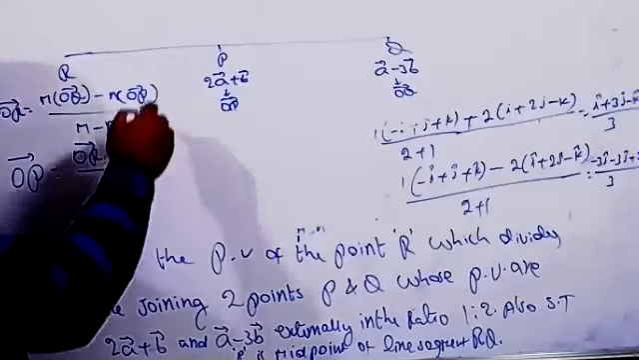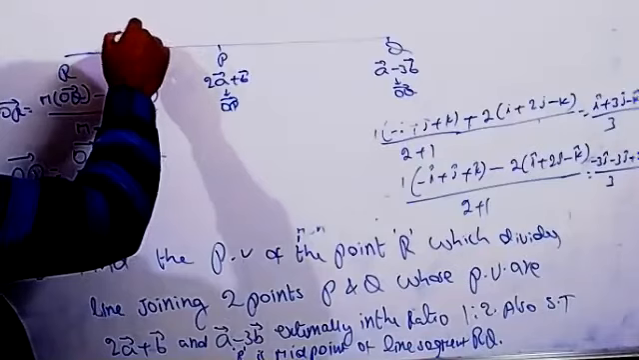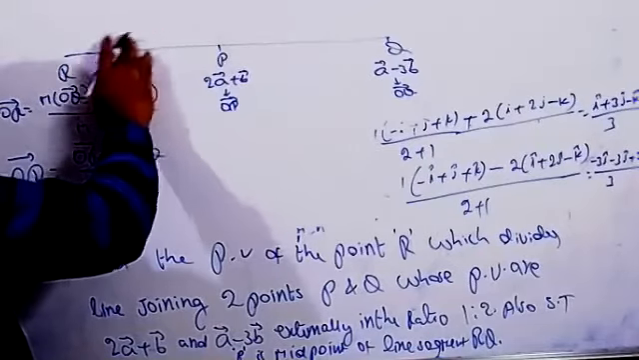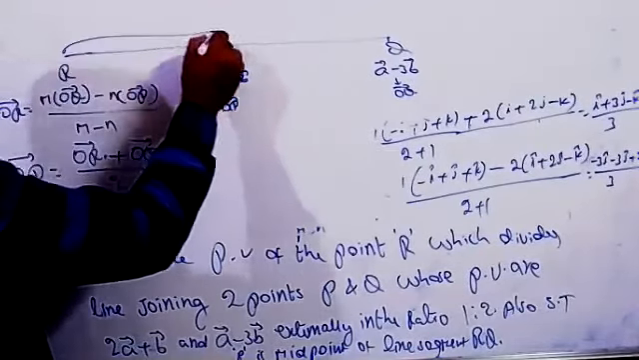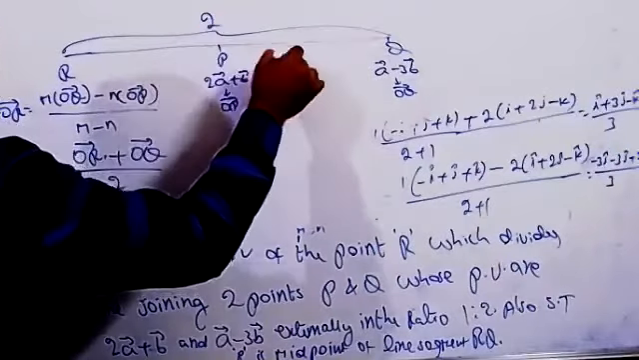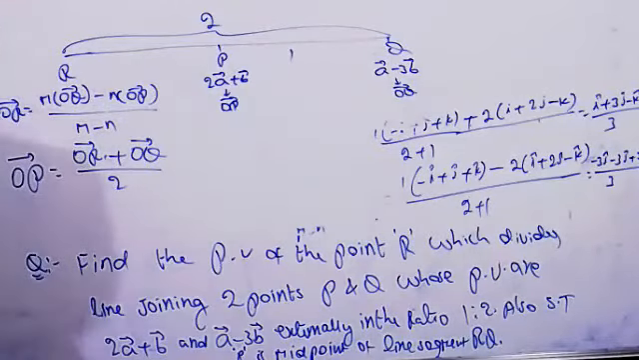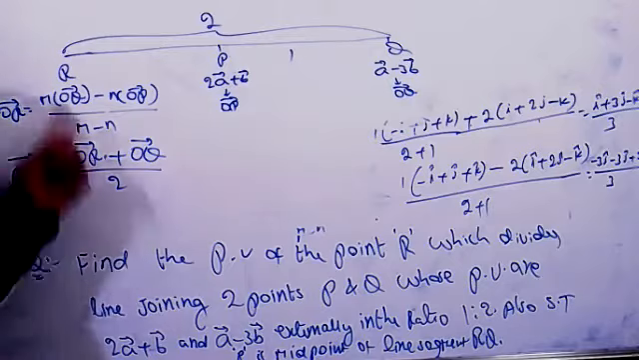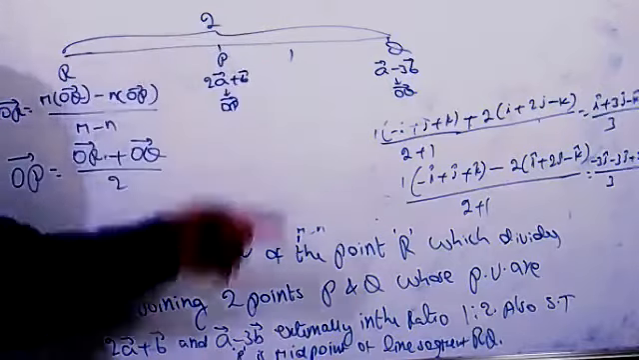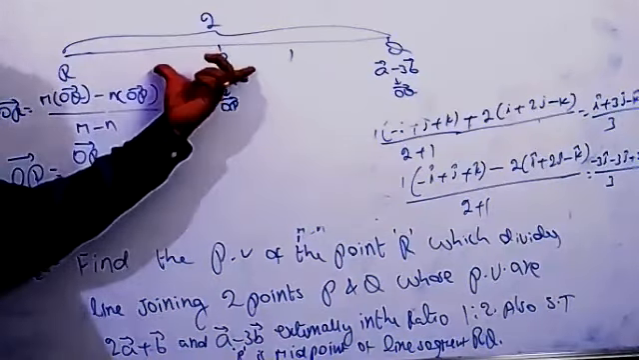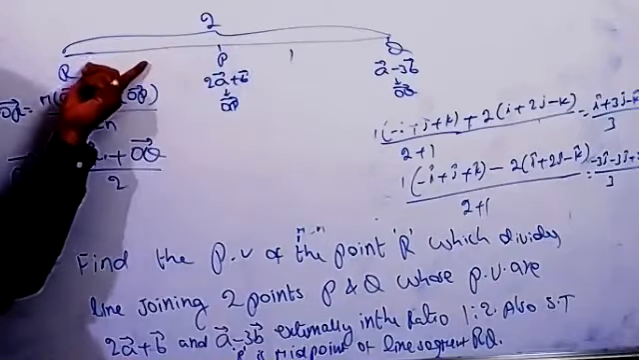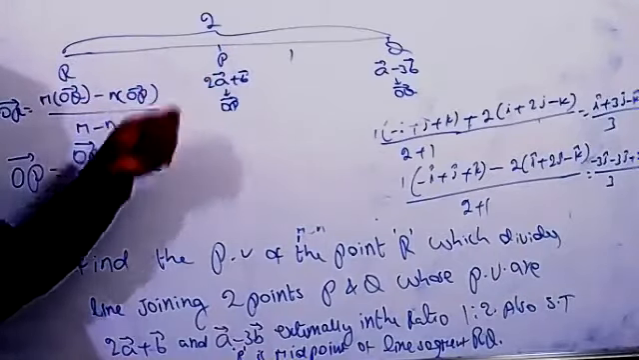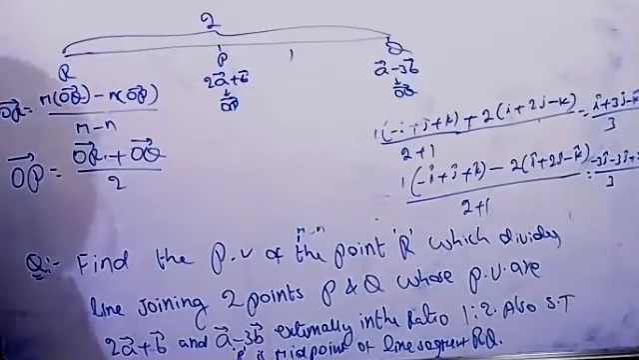M is to N is equal to 2 is to 1. That is the meaning of external, a 2 is to 1 ratio. That means the length of RQ equals 2 and PQ equals 1. The total length is 2 and one part is 1, so this also equals 1. That's why we are saying P is the midpoint of RQ.